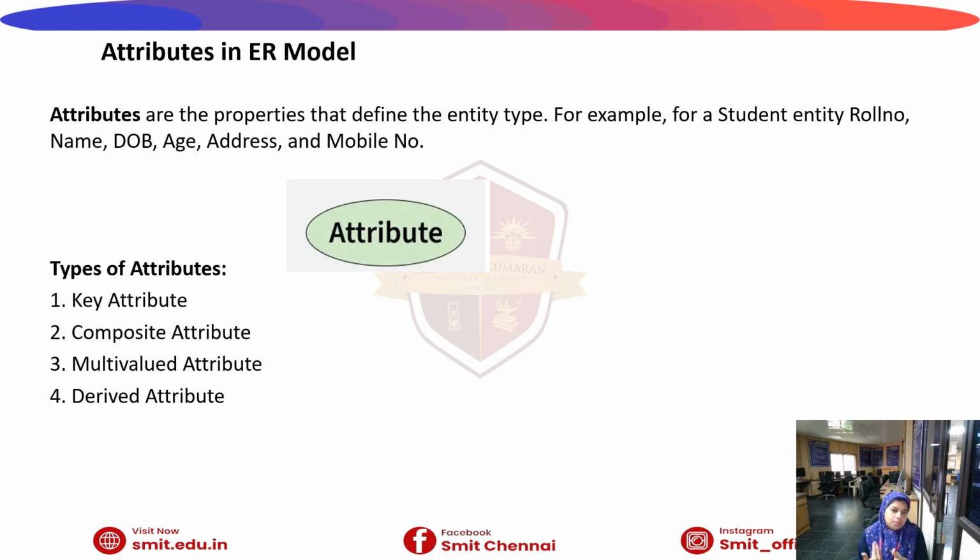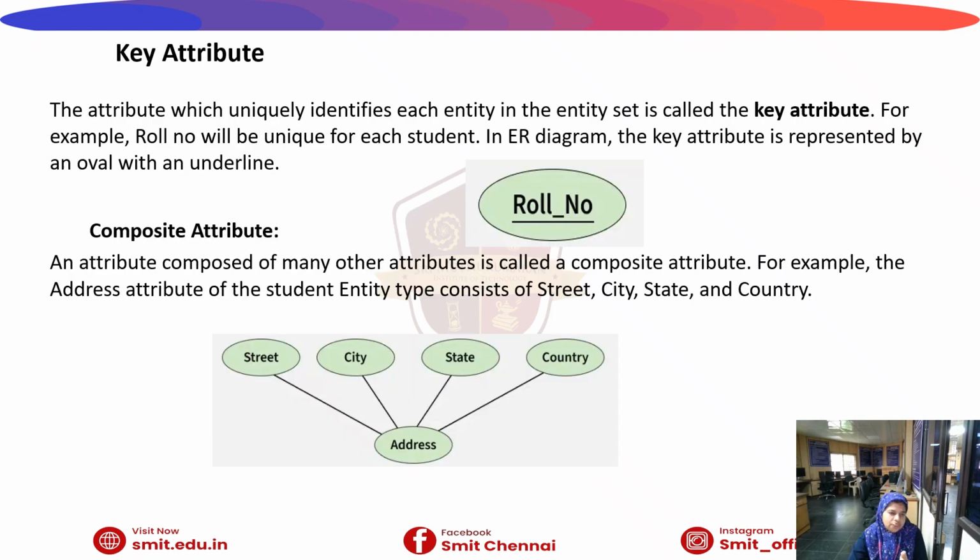Attributes are the properties that define the entity type. For example, a student entity has roll number, name, date of birth, age, and mobile number. It is always shown in an oval shape. The types of attributes are key attributes, composite attributes, multi-valued attributes, and derived attributes. So these are the types of attributes.